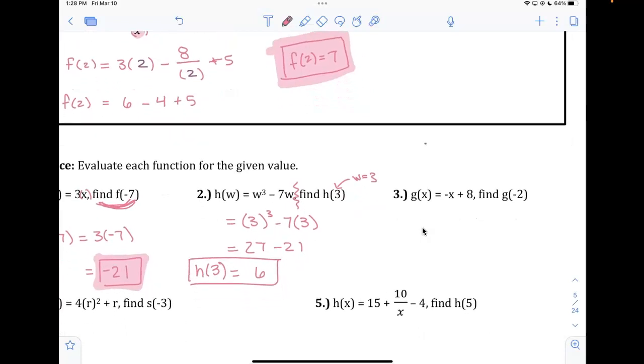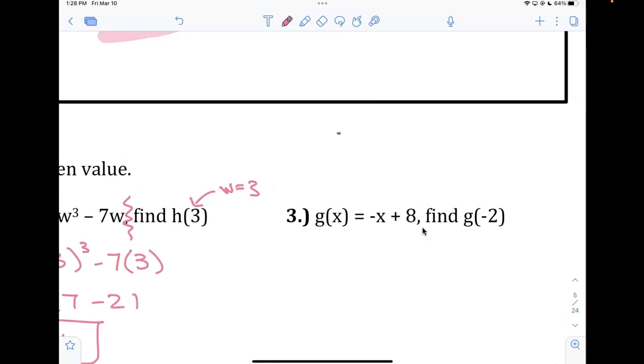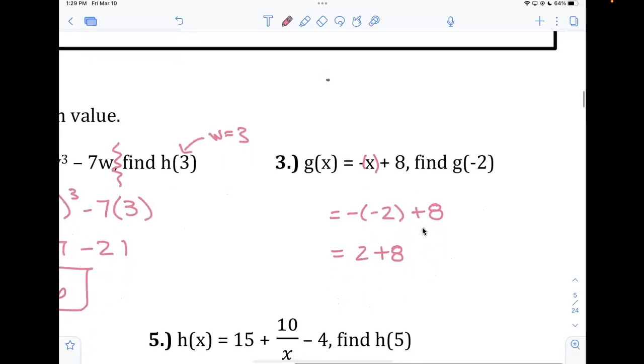So for number 3, we've got g of x equals negative x plus 8. So this is a good one because of the negative. So just the variable is what you are substituting. So that negative is already there. So we have the negative. We're going to substitute the value in there, plus 8. So negative 2 goes in there, and you end up with the negative that was already there times the negative 2 you just plugged in. So that gives you a positive 2 plus 8. So your g function with x value negative 2 would equal 10.